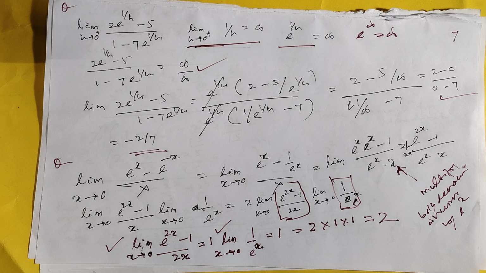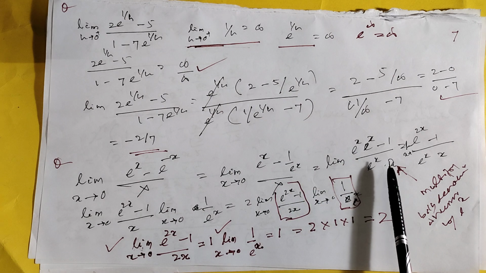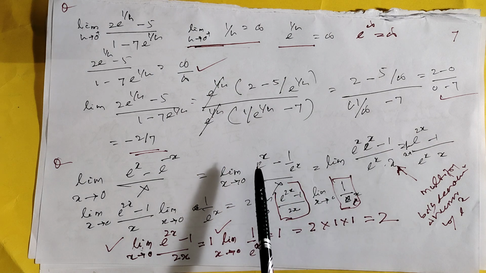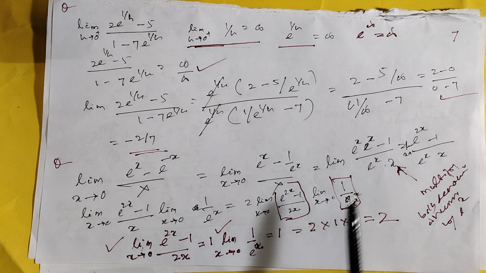Similarly, limit x tends to 0, (e^x minus e^(-x)) divided by x. Here you make it like this. You modify it accordingly: (e^(2x) minus 1) divided by e^x times x. We know that e to the power 2x minus 1 divided by 2x is equal to 1, and limit of 1 by e^x when x is equal to 0 is also equal to 1. So the answer will come 2.